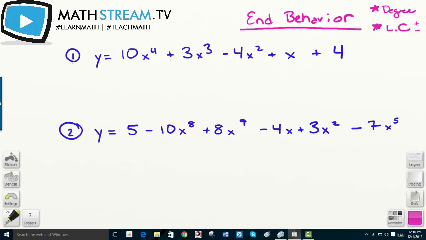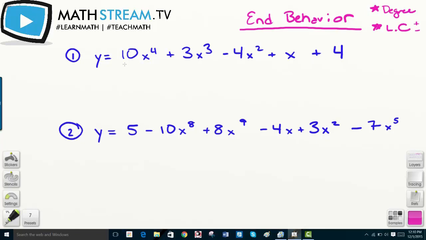So let's look at example number 1, and let's find the degree and the leading coefficient. Keep in mind that in order to find that, it's helpful to put the equation into standard form, meaning that it's in descending order from the highest power down to the lowest, ending with just the regular constant term, the regular number. So here in example 1, we have fourth power, third power, squared power. This is technically a first power, x to the 1, plus 4. So this is already in standard form.